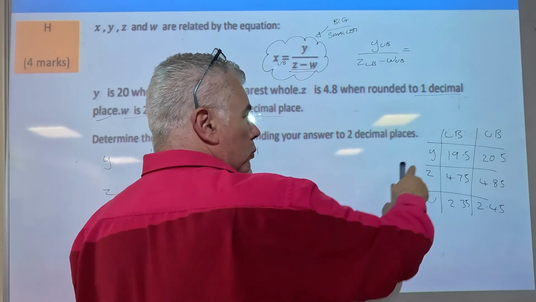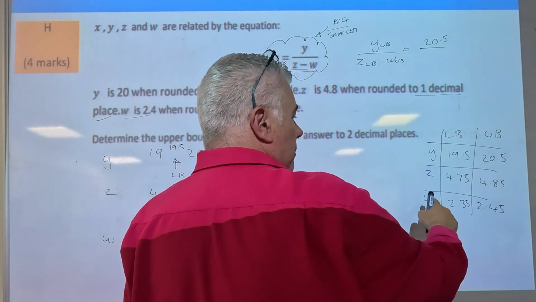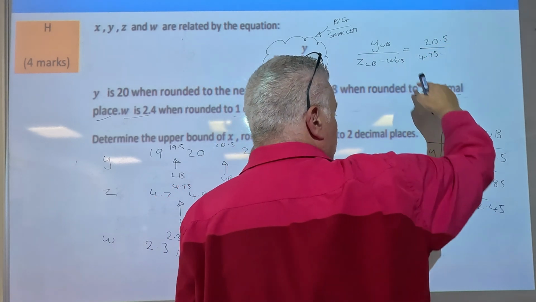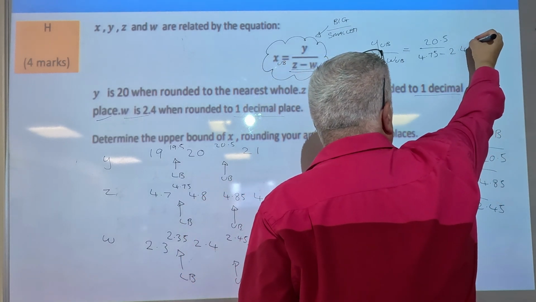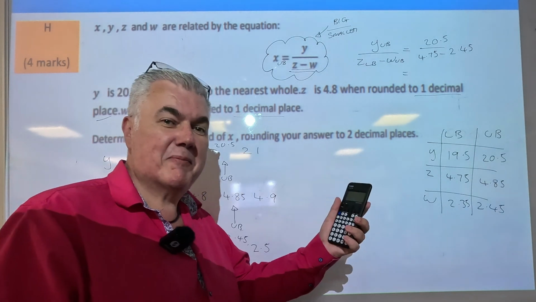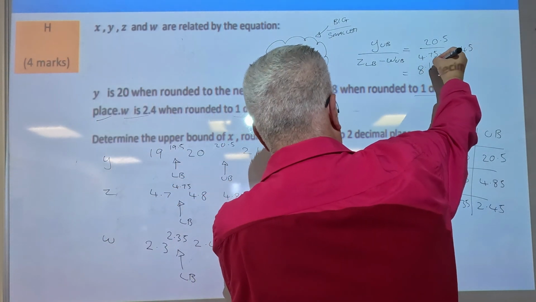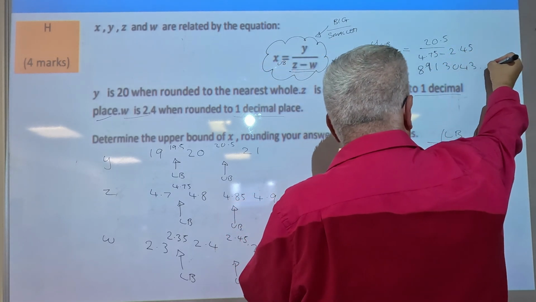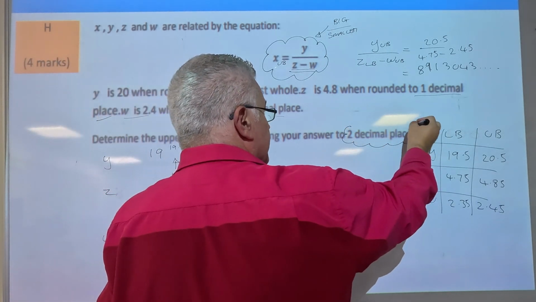Y upper bound is 20.5. Z lower bound. Subtract W upper bound. Then I need to use my trusty calculator. As if by magic I've got a calculator. This gives me 8.913043, some digits after. Notice it said round your answer to 2 decimal places.